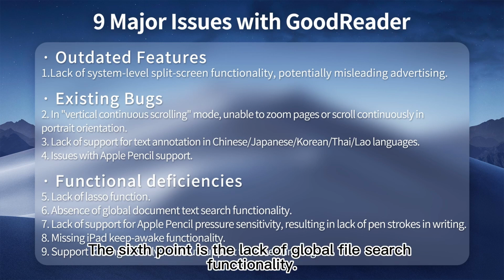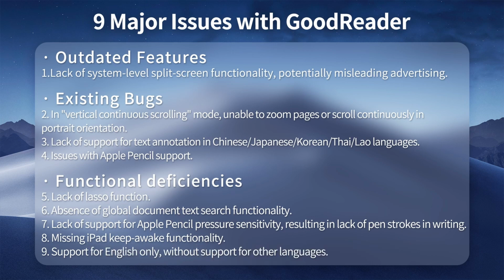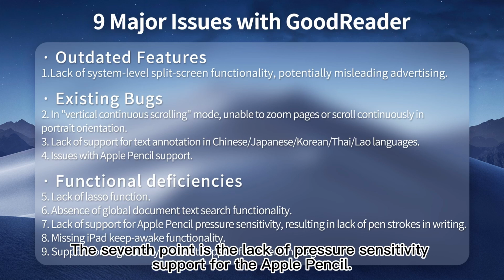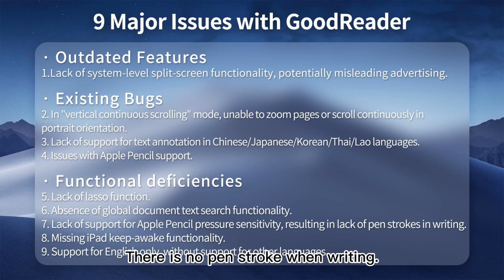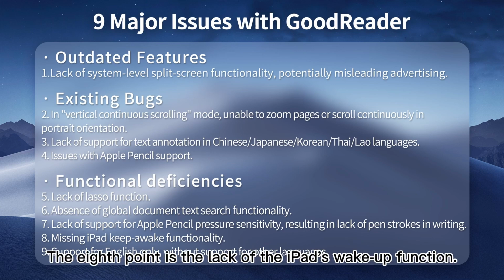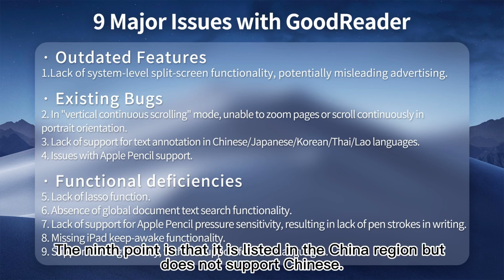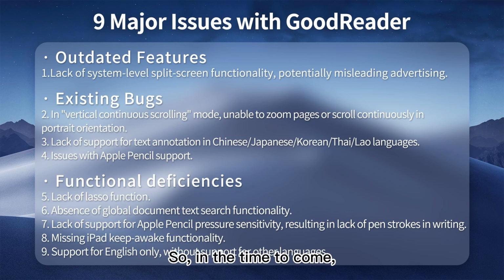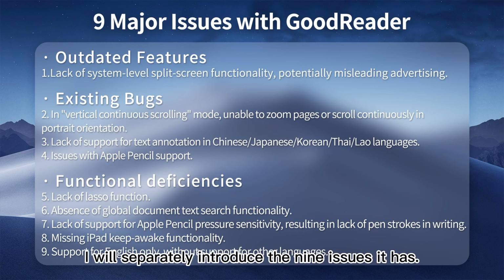The sixth point is the lack of global file search functionality. The seventh point is the lack of pressure sensitivity support for the Apple Pencil. There is no pen stroke when writing. The eighth point is the lack of the iPad's wake-up function. The ninth point is that it is listed in the China region but does not support Chinese. The app only supports English. So, in the time to come, I will separately introduce the 9 issues it has.